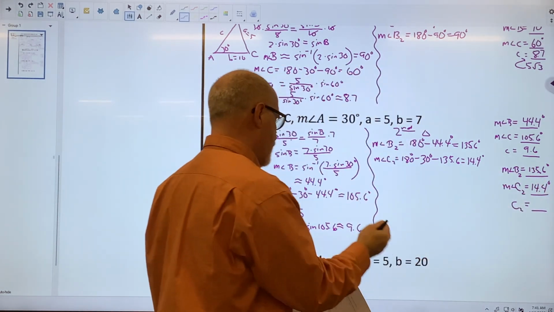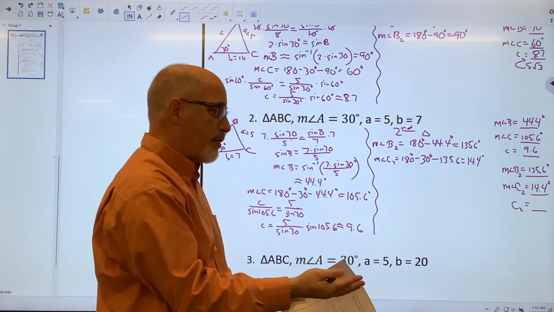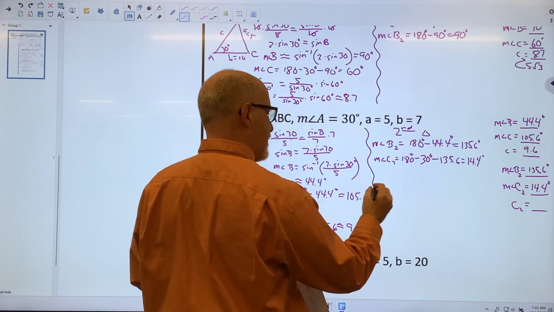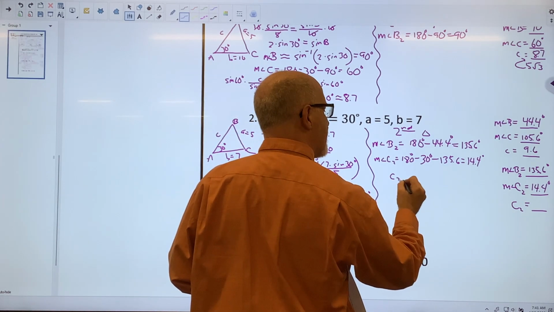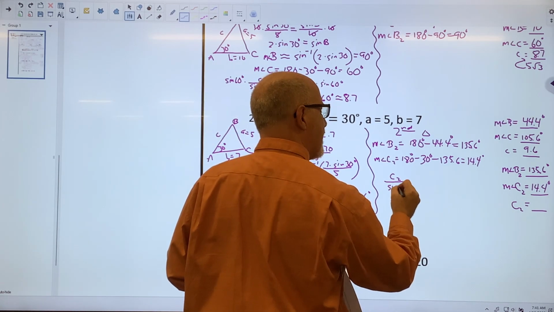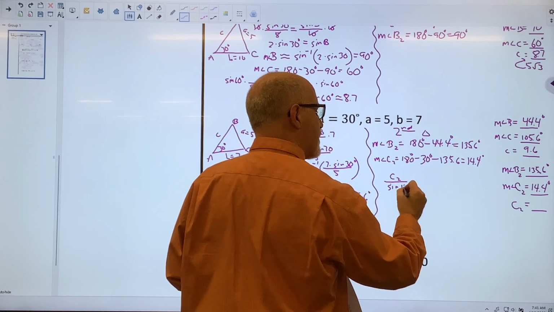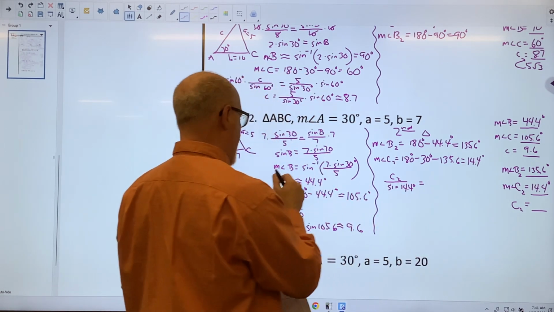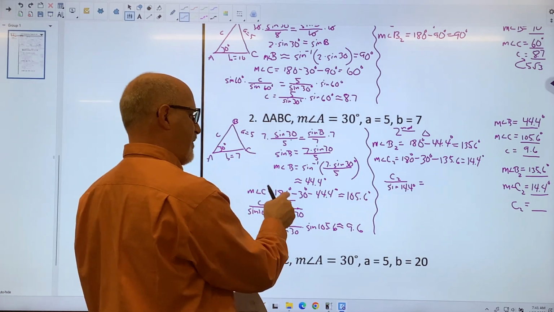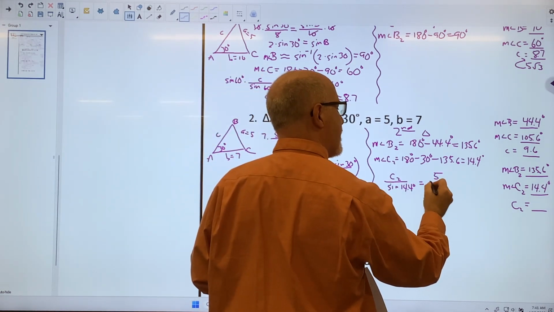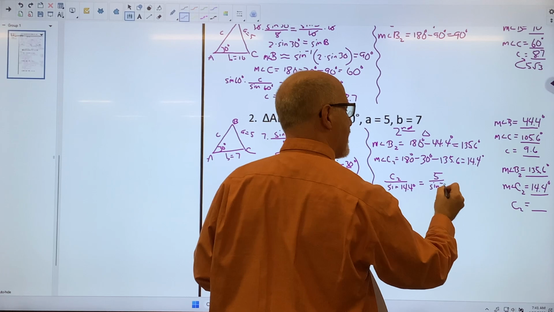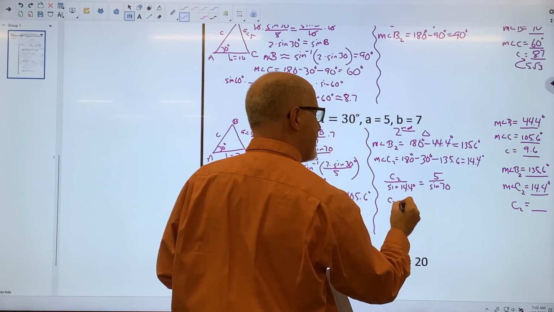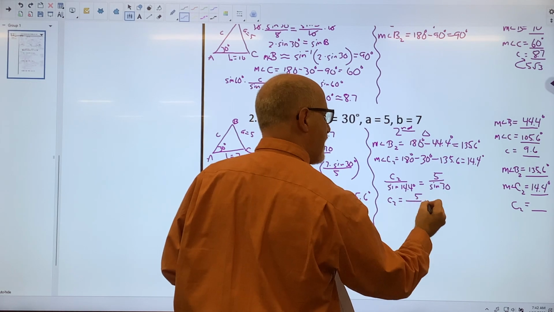Now I've got to do the law of sines. Notice it's like doing a second problem here. I've got to find side C. So I'm going to do the same type of calculation here. C sub 2 over sine of angle C, which is 14.4 degrees, is going to equal my original, again, that 5 over sine 30, what's given to me. Multiply by the sine of 14.4 on both sides, get out of the denominator.